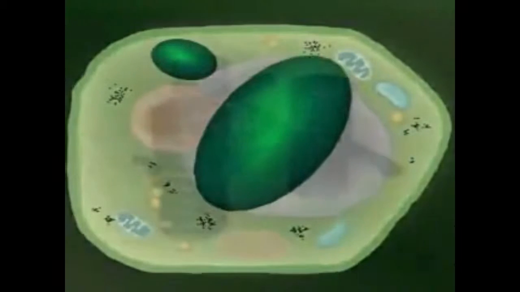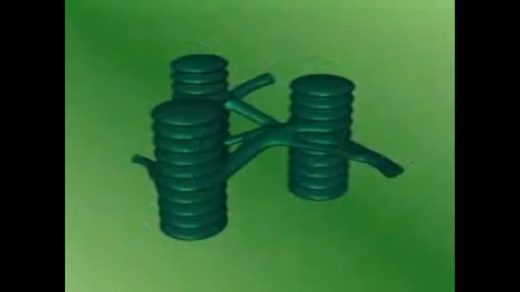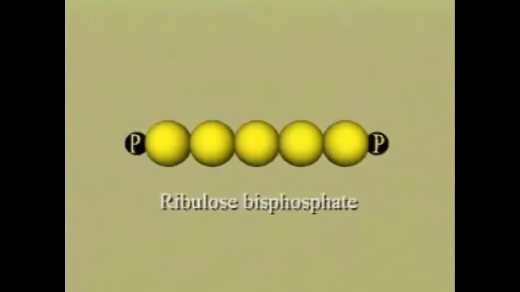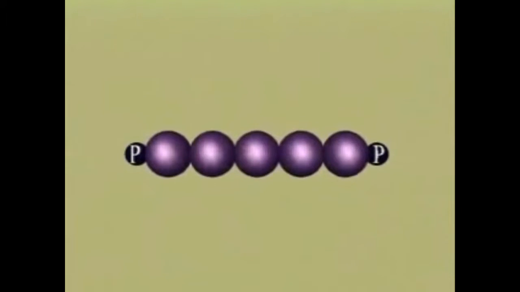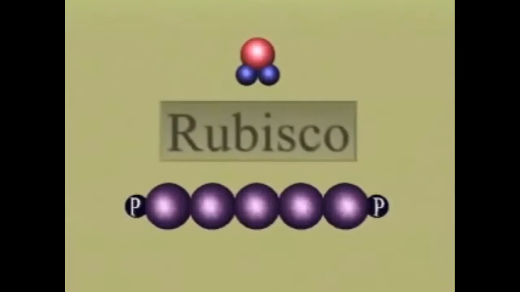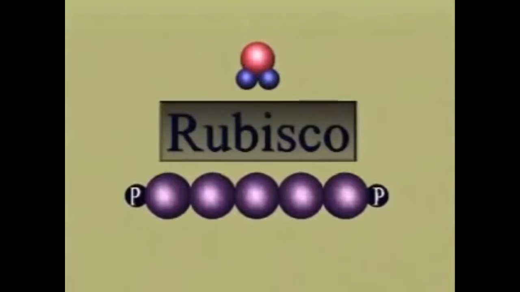Carbon fixation occurs during the light-independent reactions, also known as the Calvin cycle. These reactions take place in the stroma, the space outside of the thylakoids. A 5-carbon sugar, ribulose bisphosphate, RuBP, binds to carbon dioxide, producing an unstable 6-carbon sugar. The enzyme catalyzing this reaction is rubisco.